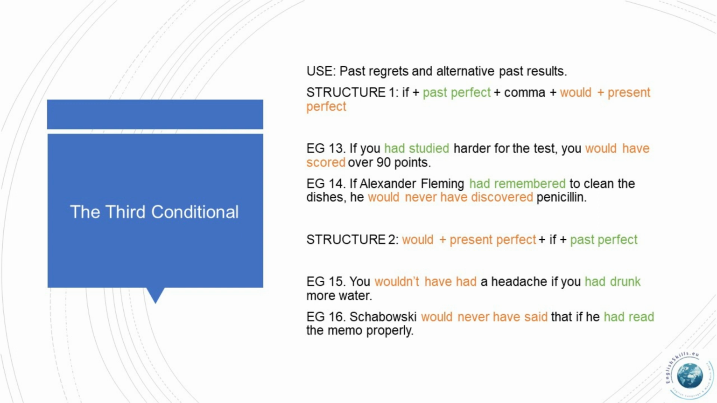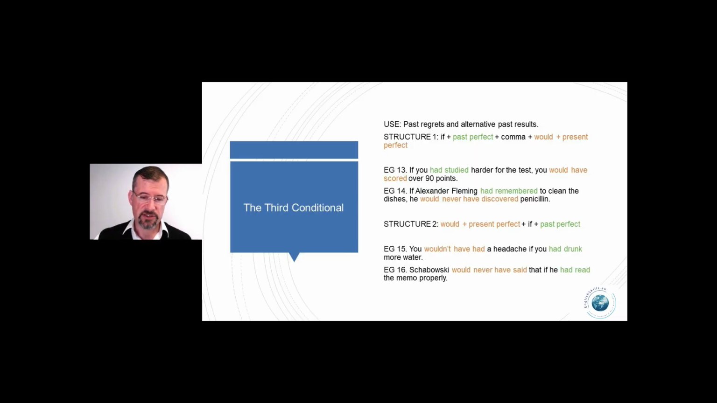So really, the best way now is just to have a look at an example. You'll see how we've colored the different tenses so it's easier for you to spot. If you had studied harder for the test, you would have scored over 90 points. So it's very simple. There are different levels of English among you, but one thing's for sure: the harder you work, the more chance you have of mastering this TOEFL.